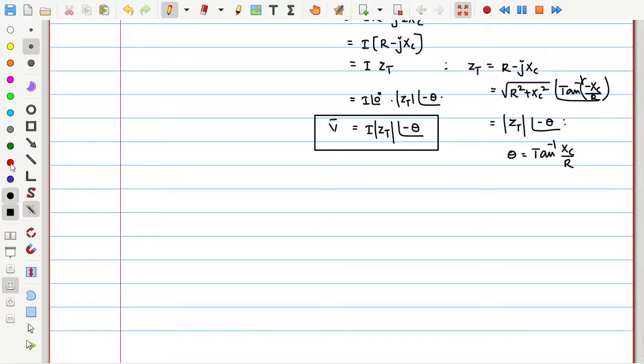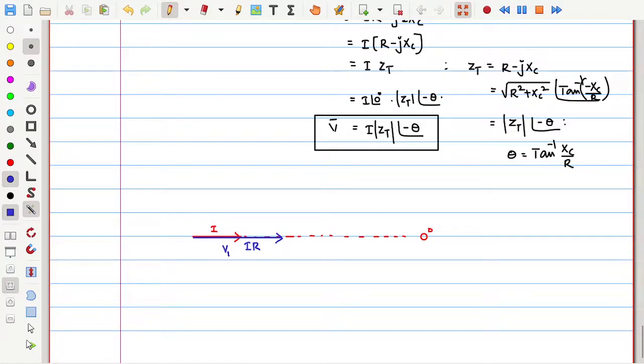Let me quickly take first the current vector. How much is the length of that? It is capital I. Where is it lying? It is lying on the 0 degree axis. Now if I multiply I with R, I will get the voltage across the resistor. That is definitely bigger than I. So this is what I into R.